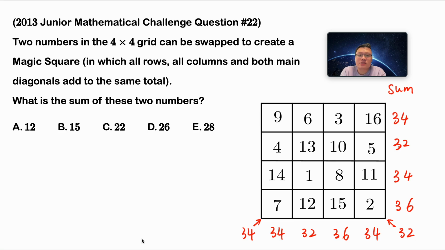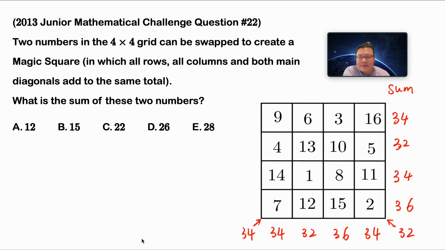2013 JMC question number 22. Two numbers in this 4x4 grid can be swapped to create a magic square. As for a magic square, we know that all the rows, all the columns, and all the main diagonals add up to the same total. Question: what is the sum of those two numbers? Basically, if we can find those two numbers and add them together, we get the answer.